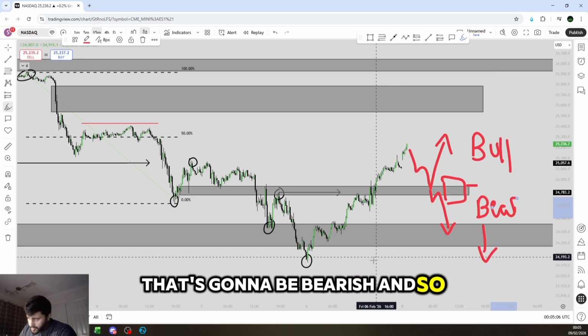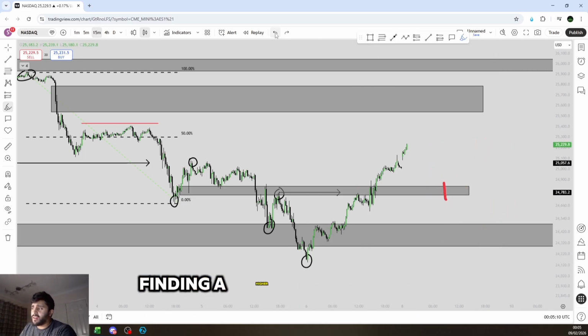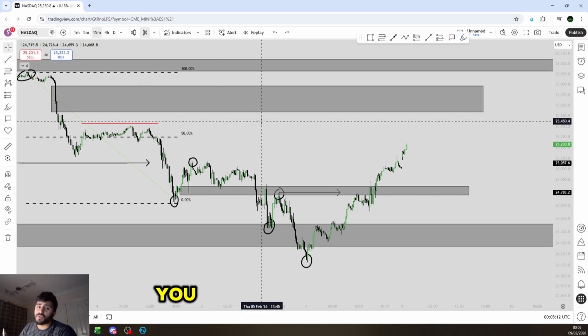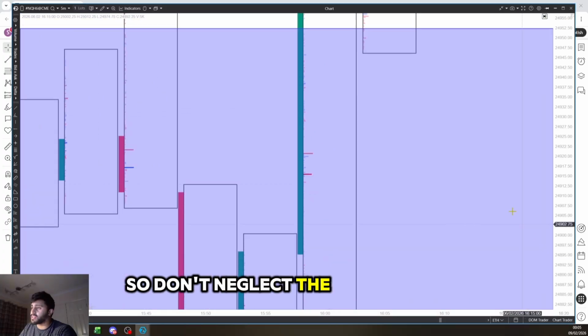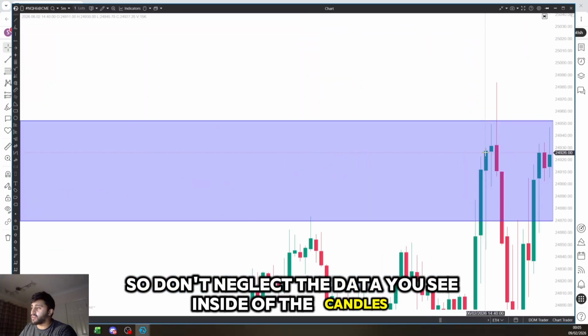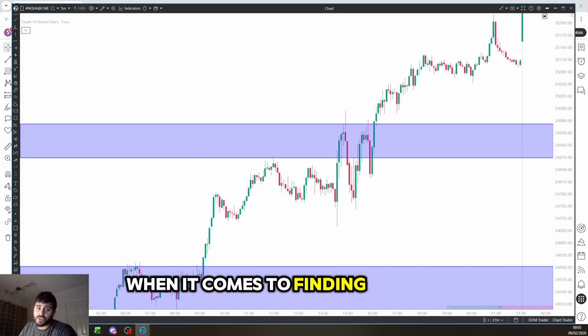And so hopefully this video clears up how I find a higher time frame bias. Finding a higher time frame bias shouldn't be difficult. You've got to have your levels using market structure and order flow to confirm what was going on. So don't neglect the data you see inside of the candles. This data here is very important when it comes to finding your key levels.